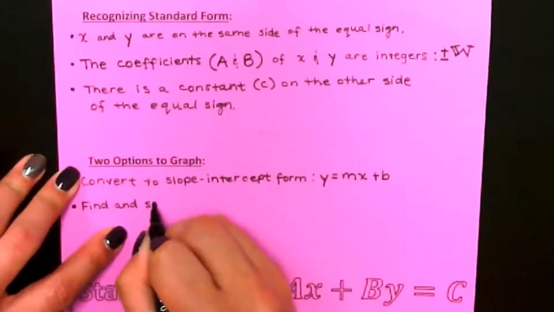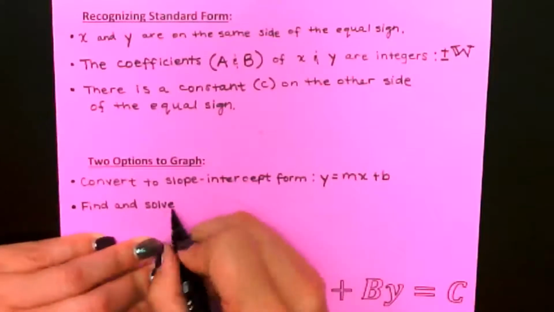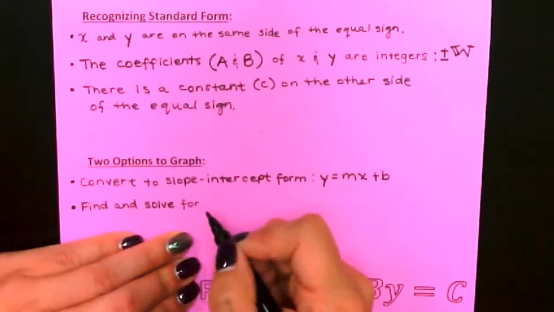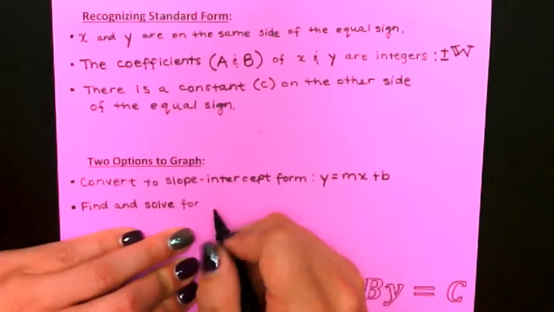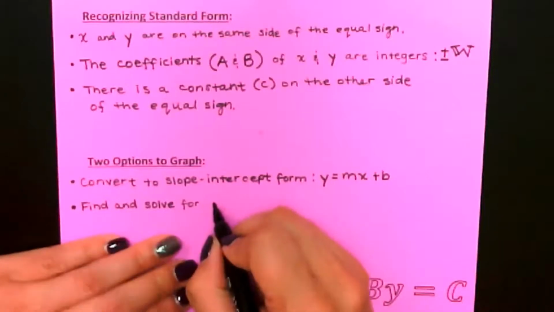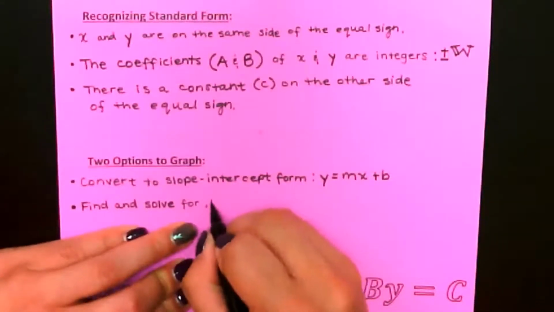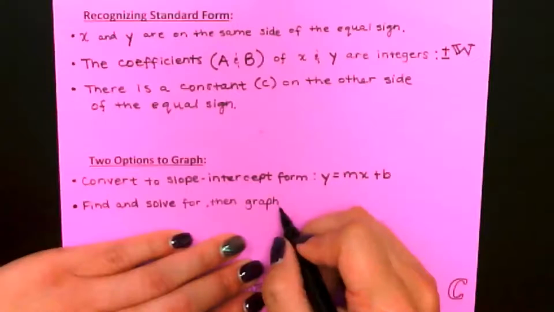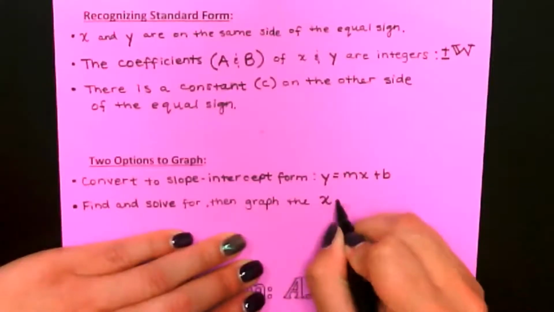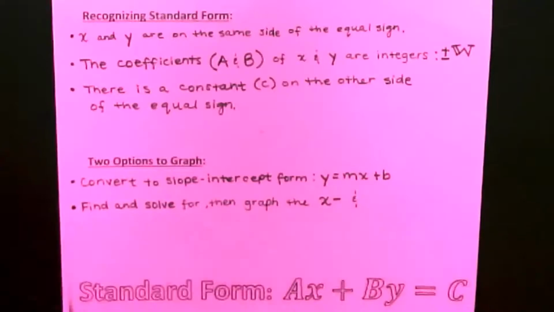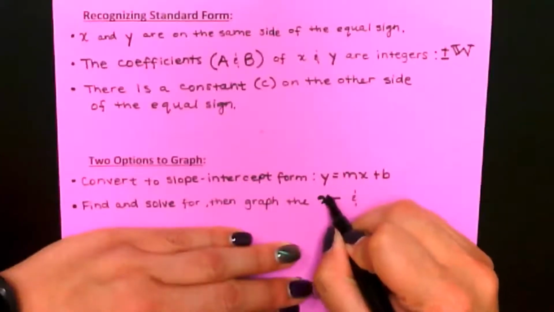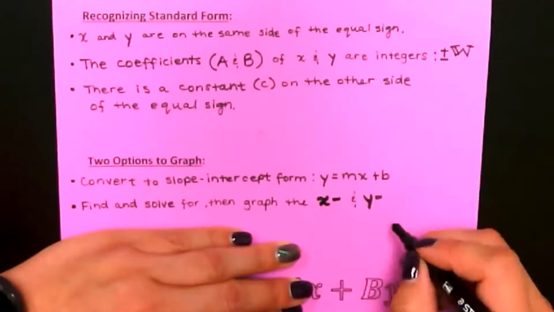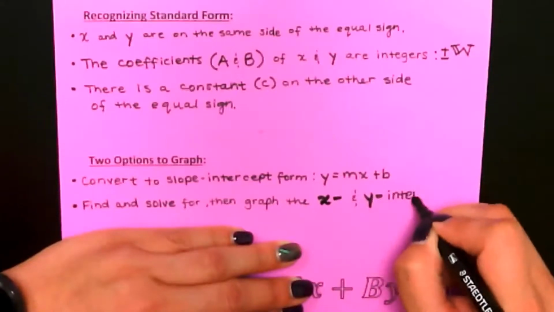Option number 2, we would have to find, solve for, then graph the x and y intercepts. Sorry, find and solve. Oh, I guess I shouldn't have put and. Oh well. Maybe I'll make that a little bit darker.